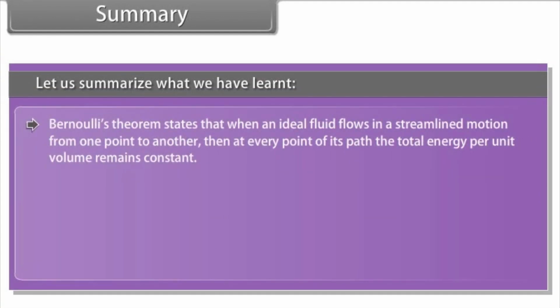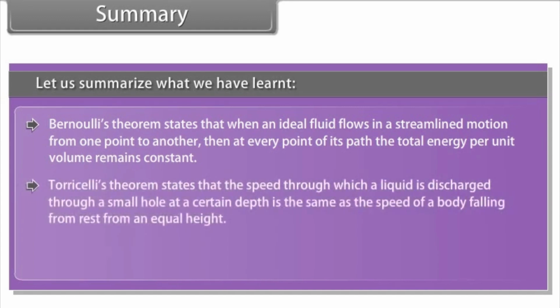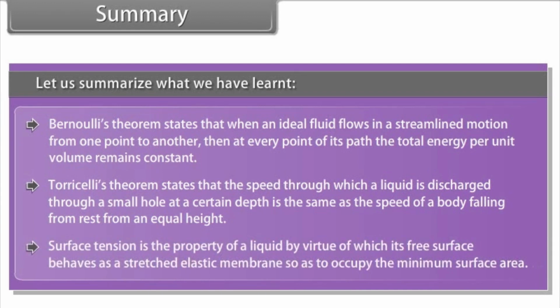Bernoulli's theorem states that when an ideal fluid flows in a streamlined motion from one point to another, then at every point of its path, the total energy per unit volume remains constant. Torricelli's theorem states that the speed through which a liquid is discharged through a small hole at a certain depth is the same as the speed of a body falling from rest from an equal height. Surface tension is the property of a liquid by virtue of which its free surface behaves as a stretched elastic membrane so as to occupy the minimum surface area.